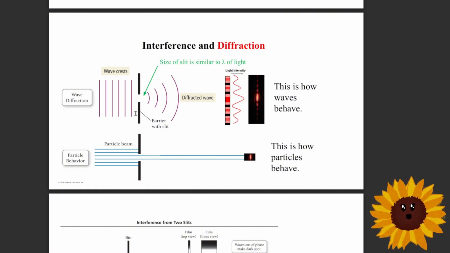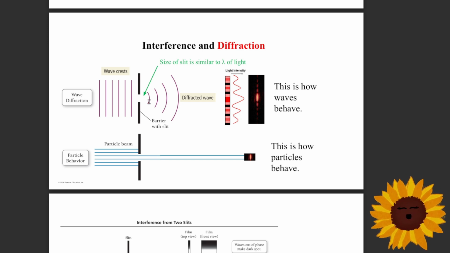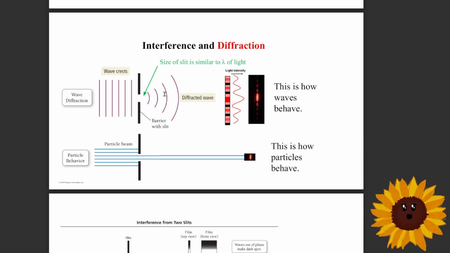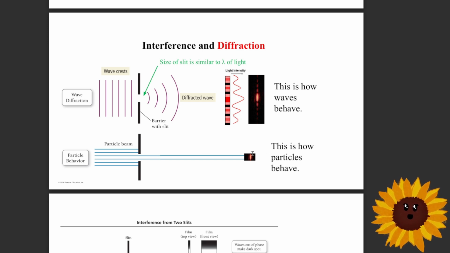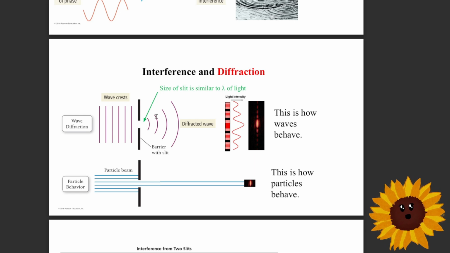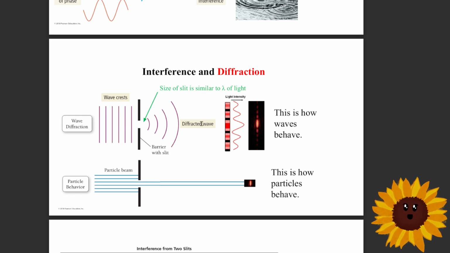So when we are trying to measure electrons, we usually have some light and it goes through this slit. So the size of the slit is similar to the wavelength of light. And this can be pretty confusing at first, but you'll be able to kind of see it as we go. Wave diffraction is basically when these wave crests go through this slit and they become different waves that all kind of are constructive with each other. And this is how waves behave.